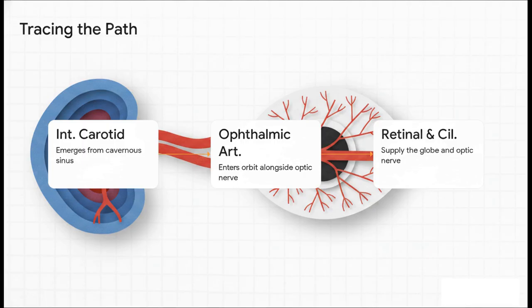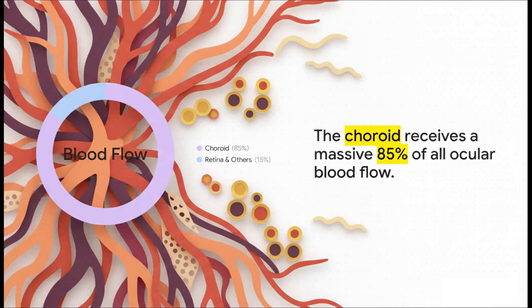Once it's inside, it branches into the central retinal artery and the posterior ciliary arteries. Now, the central retinal artery is absolutely crucial because it's essentially an end artery. It pierces the optic nerve, spreads across the inner surface of the retina, and supplies all your ganglion and bipolar cells.